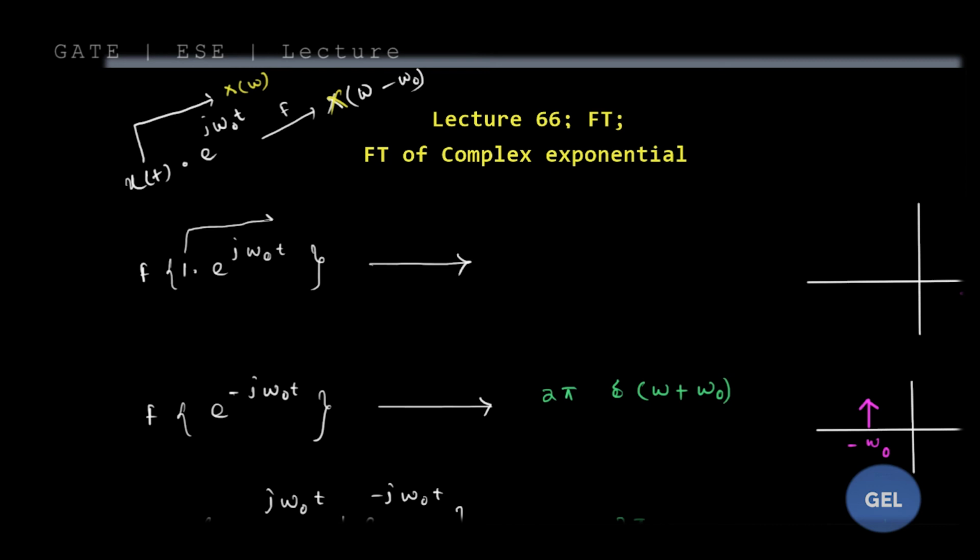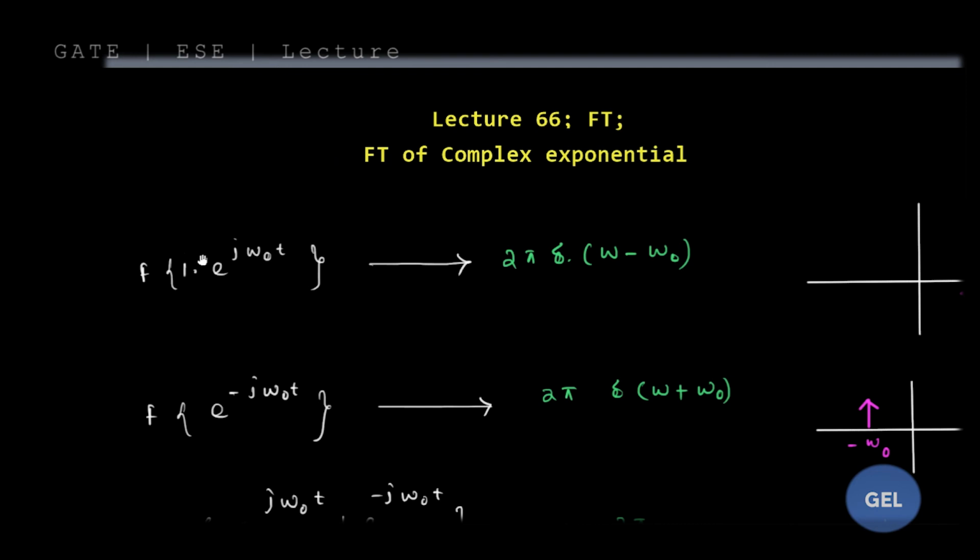What is the Fourier transform of 1? Sir, Fourier transform of 1 is 2 pi del of omega. Absolutely correct. So what will be the Fourier transform of 1 when it is multiplied with any complex exponential? The answer will be 2 pi del of omega minus omega naught. Absolutely correct.